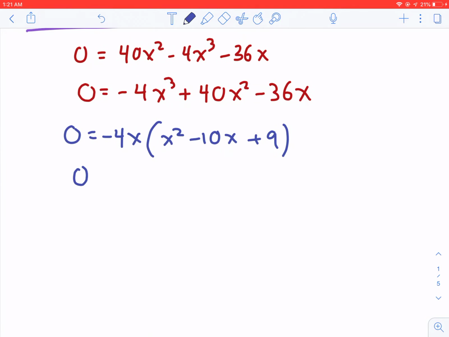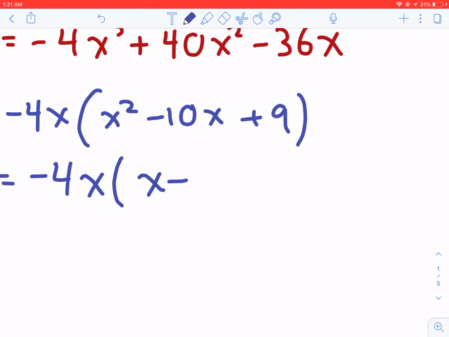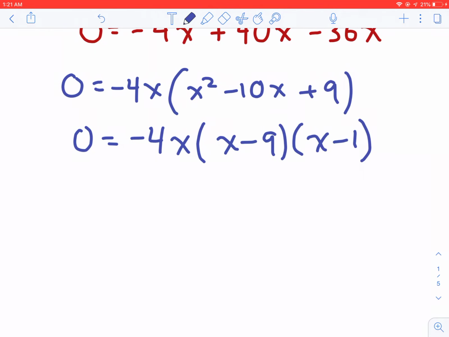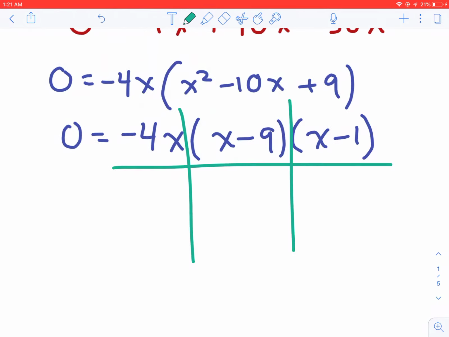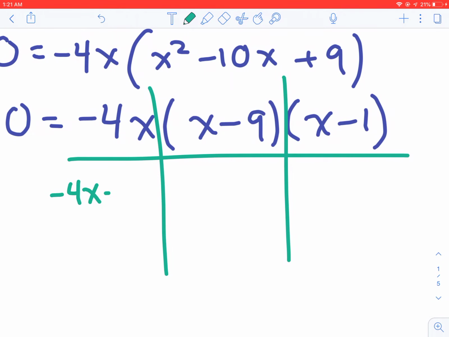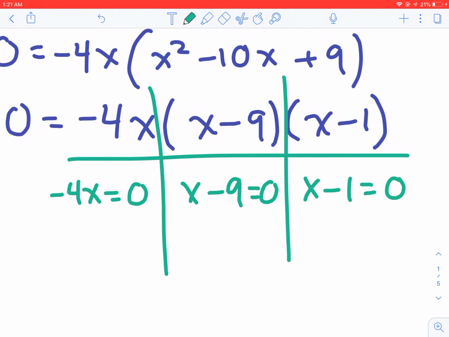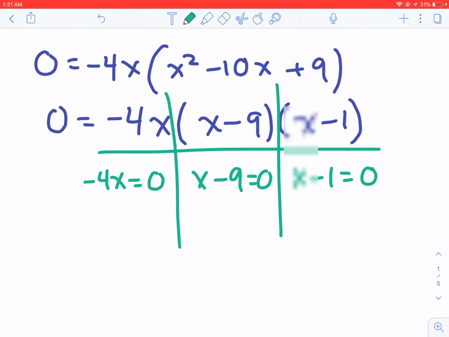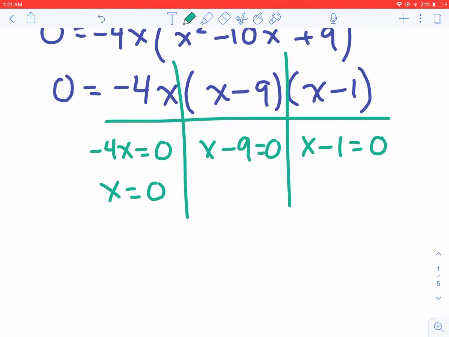I got to keep factoring. Inside those parentheses, that factors to x minus 9 times x minus 1. And teeing this off now that it's fully factored, I can say negative 4 times x equals 0, x minus 9 equals 0, x minus 1 equals 0. Right, so I'm using the zero product property, setting each factor equal to 0, and that's going to give me three solutions here, 0, 9, and 1.